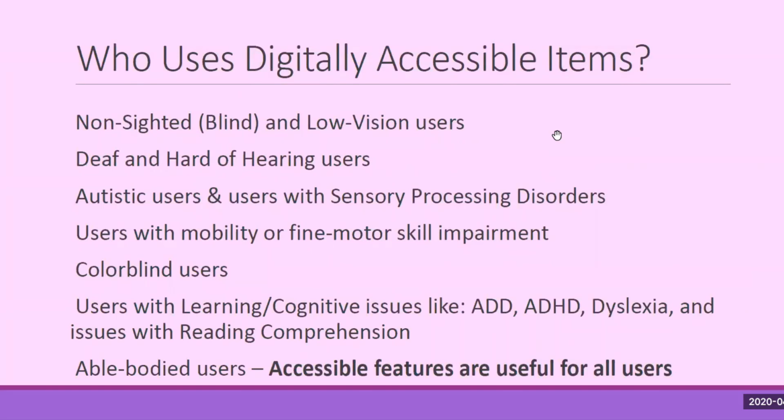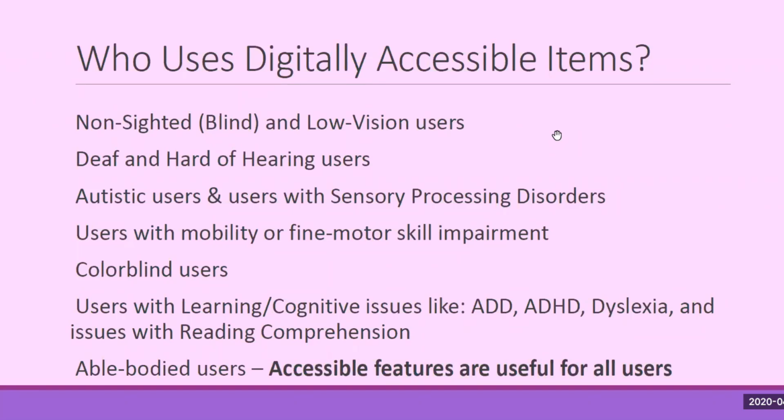So who uses these accessible items? Who are we designing for? Non-sighted and low vision users, so users who might be using screen readers. Deaf or hard of hearing users, people who are going to need captions for your videos or transcripts. Autistic users and users with sensory processing disorders. A lot of times it can be a lot easier for those students to have a flat transcript version of a video rather than a video that's maybe too loud, maybe too bright, maybe too fast.